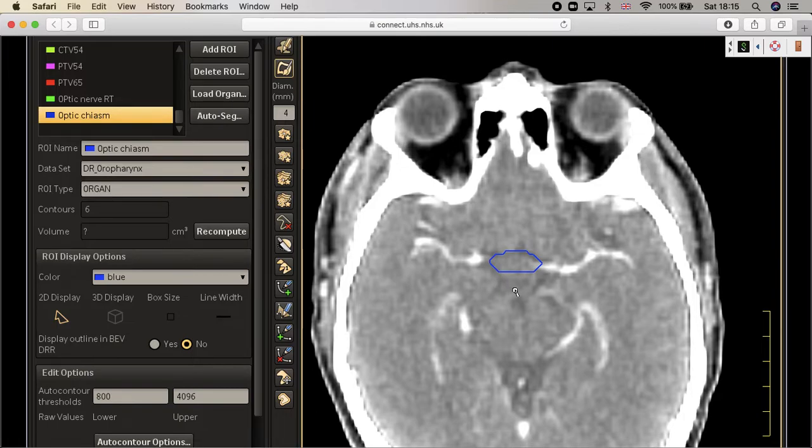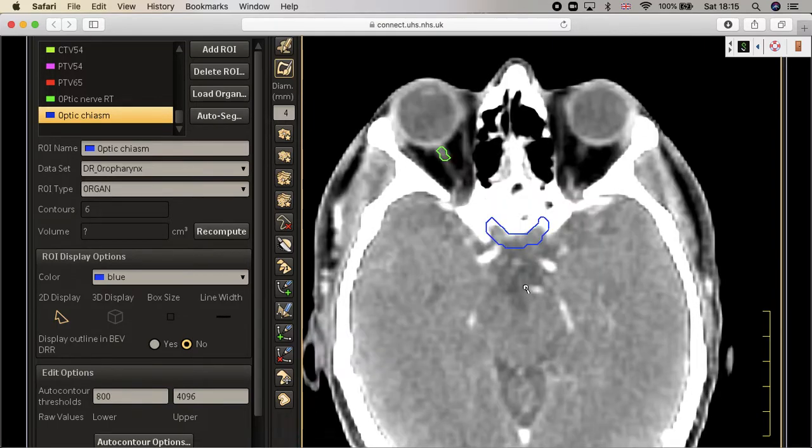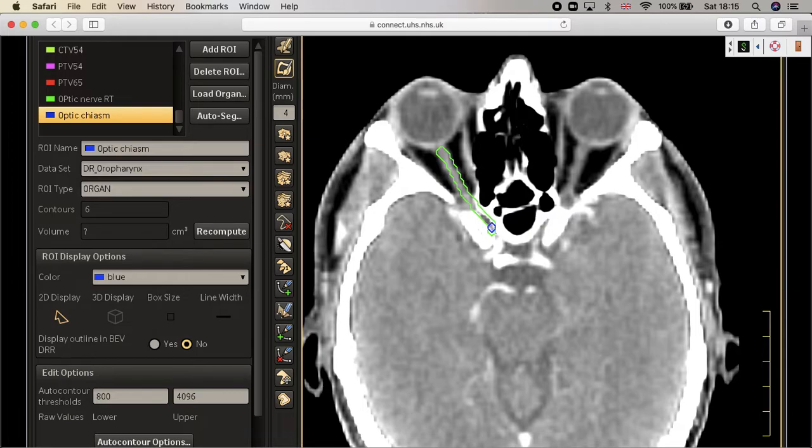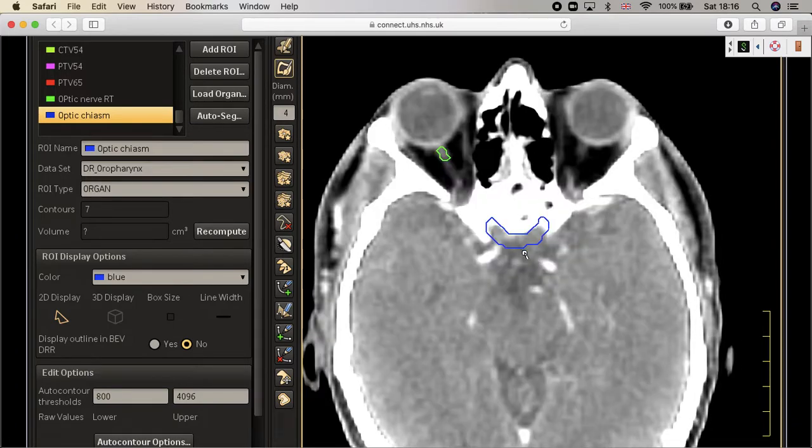Some people would draw the optic chiasm like that. I don't like this, because it seems like they are saying, look, the optic chiasm is suprasellar, and I'm drawing the area in the sellar region, or doing it like that. This is not correct. This is the anterior cerebral artery. So please don't do that. This is the anterior cerebral artery.